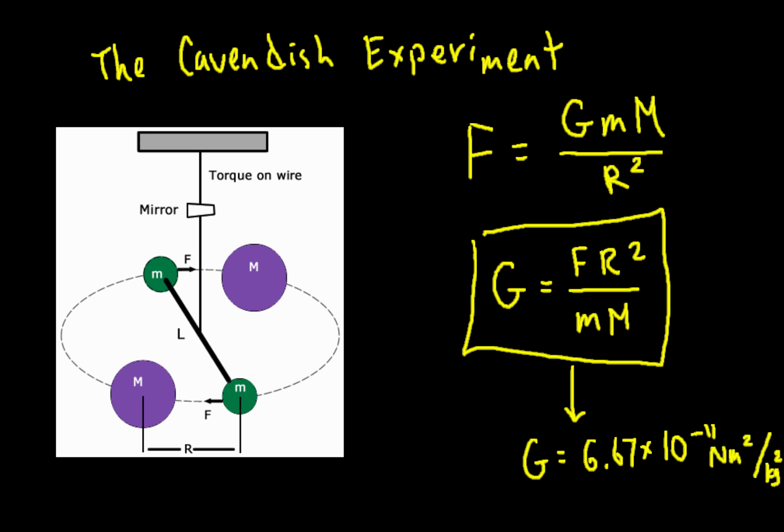But where does this unit come from? Well, if we look back at the original formula, this is newtons times meter squared divided by kilograms times kilograms, which gives us a Newton meter squared per kilogram squared, which is the unit of capital G.